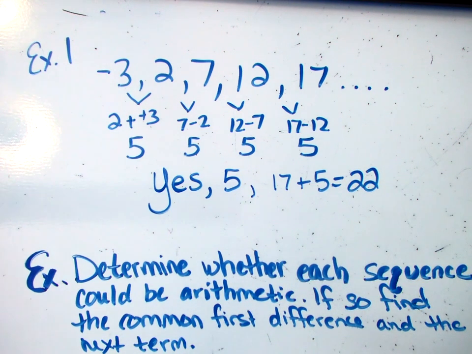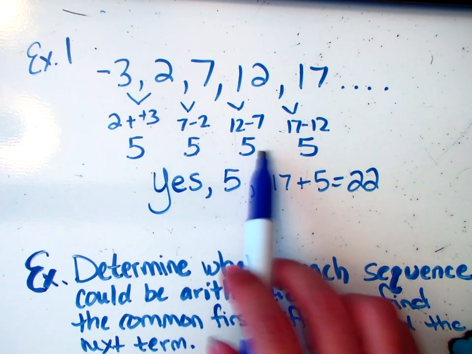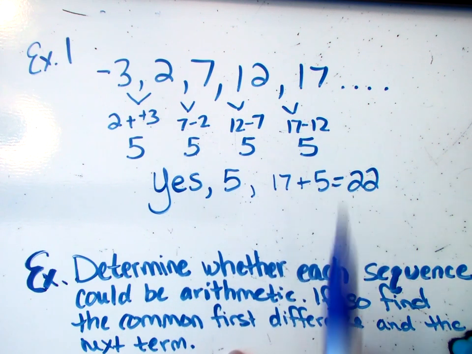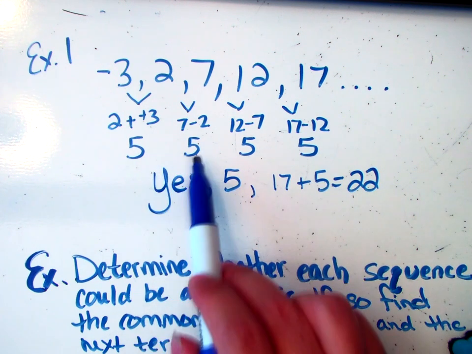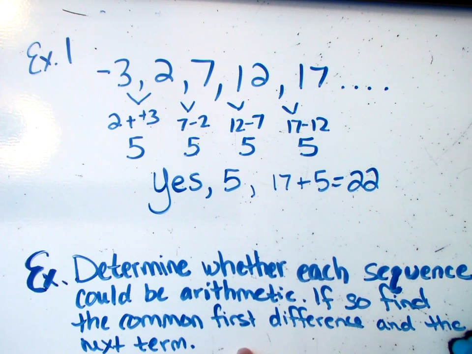Okay, so on your homework tonight, this is half of the questions. They want to know, is it arithmetic? And you know that because all the common first differences are identical. It wants you to tell me what the first difference is. So tell me what it is. It's 5. And then tell me what the next term would be.